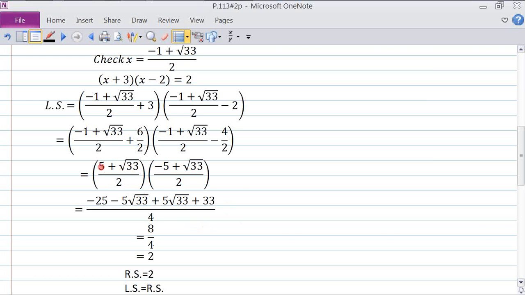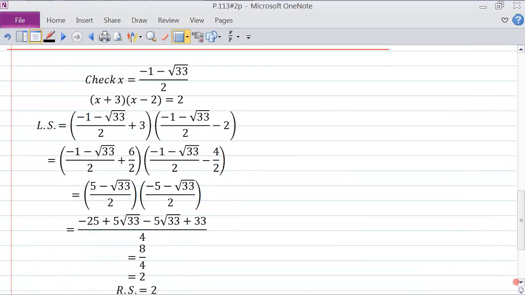So what I'm doing is using the FOIL. First times the first gives me this. The inner one is minus 5 root 33. The outer one is plus 5 root 33. And the last times the last gives me this. And of course, 2 times 2 gives me the 4 here. So you'll notice that the minus 5 root 33 and the plus 5 root 33 cancel. 33 minus 25 gives me 8. 8 over 4 is 2. The right side is 2, so the left side equals the right side.